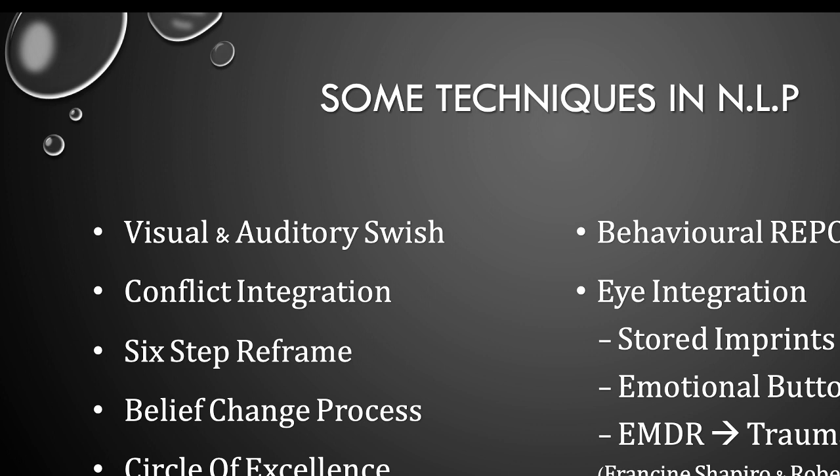Now, there are many different techniques that are used in NLP to elicit changes in beliefs, in behaviors, and the rest of it. So I'm just going to go through them just as a list, because there are many more than this, but I just want to give you the basic understanding of it. If you'd like to look the rest of them up on your own, you can, but this is something that I will discuss in the next presentation. So for example, some techniques are a visual swish or an auditory swish, conflict integration, the 6-step reframe, belief change process, the circle of excellence, behavioral reposturing, eye integration.